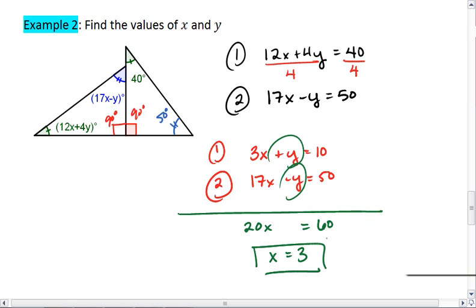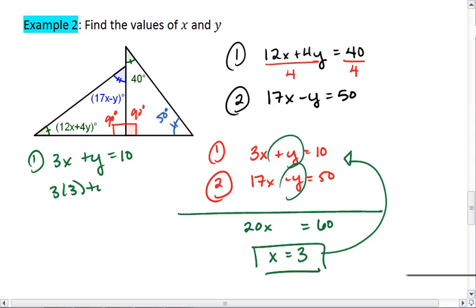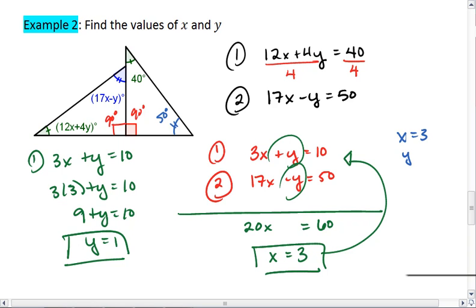To solve for y, all I have to do is plug the value for x into one of my equations. For example, 3x plus y equals 10. And I find that y must be 1. So my final answer is that x equals 3 and y equals 1. Hopefully you found the same solution. There are a number of ways that you can go about solving for x and y, but as long as you found the same values, then you're doing well.